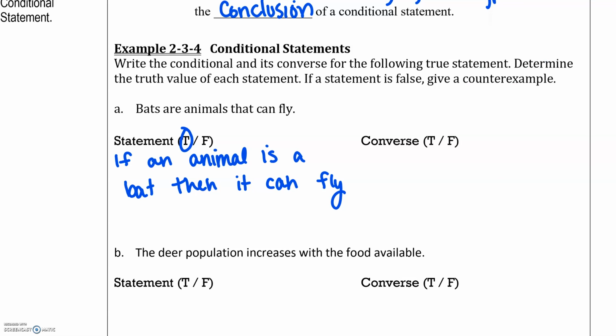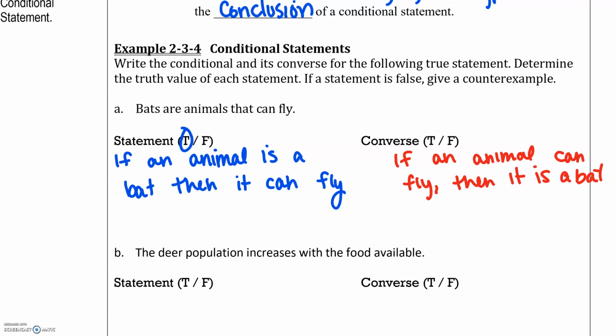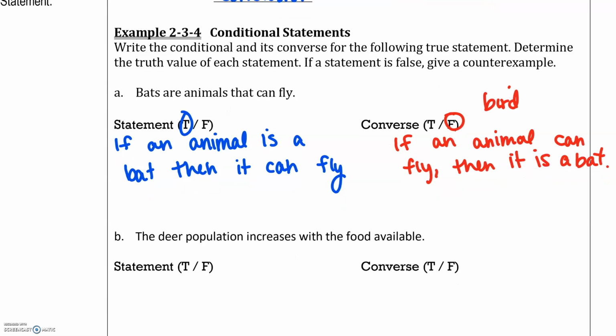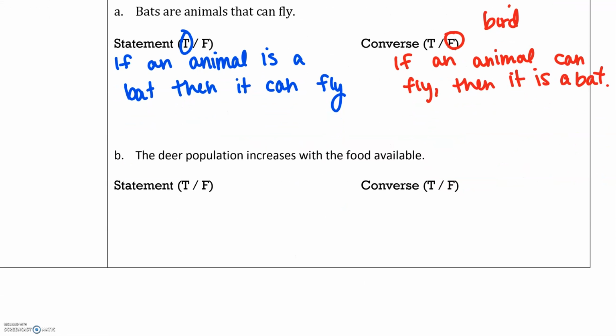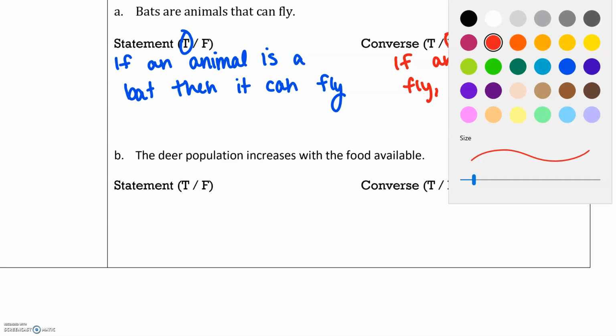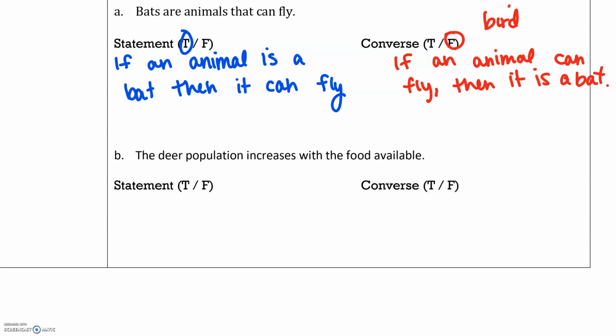So if an animal can fly, then it is a bat. Are all flying animals bats? No, because we could think of a bird, like one of our previous examples. So just because it's flying doesn't mean that it has to be a bat. All right, try this one and see if you are right. So pause, try it, and then push play and check your answer.